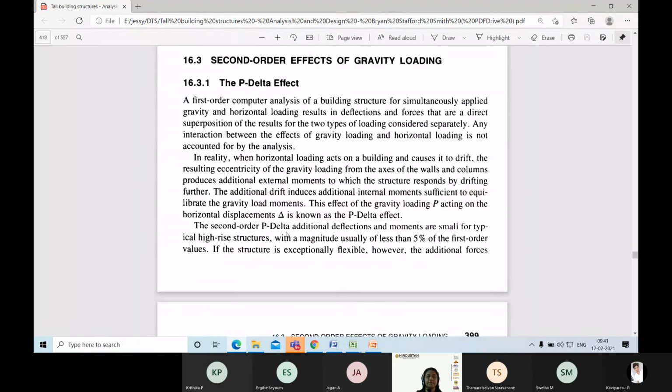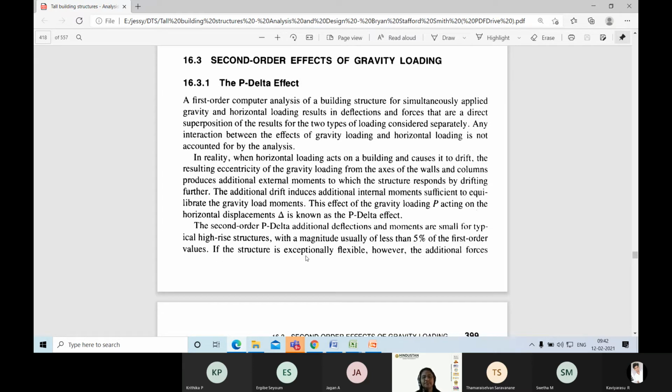See, the second order P delta additional deflections and moments are small for typically high-rise structures, with magnitude usually less than 5% of the first order values. Usually we don't consider the P delta effect because the moment magnitude will be very small, less than 5% of the first order values.